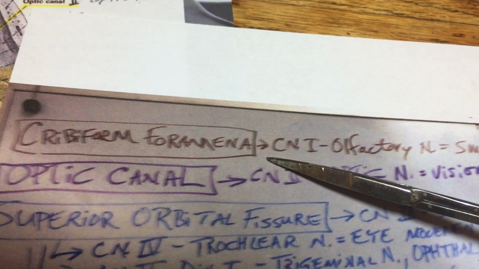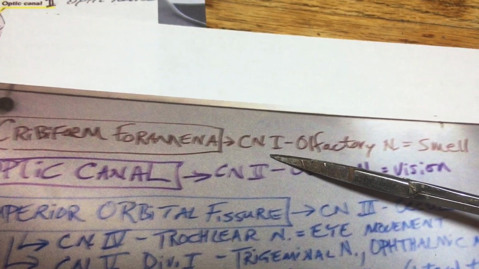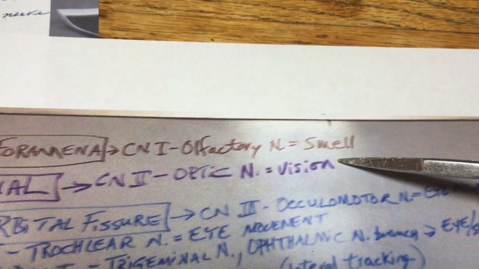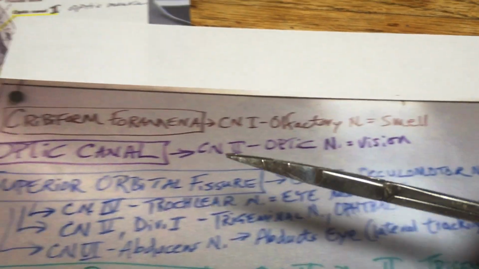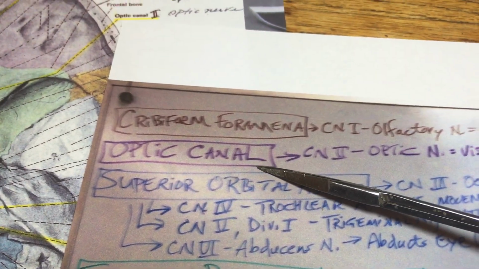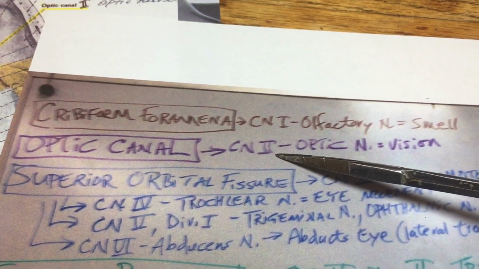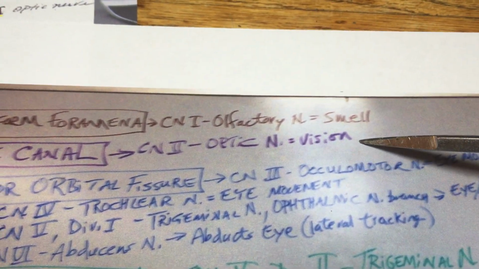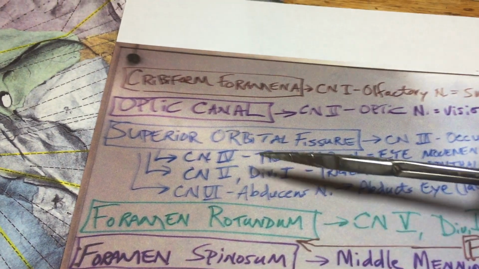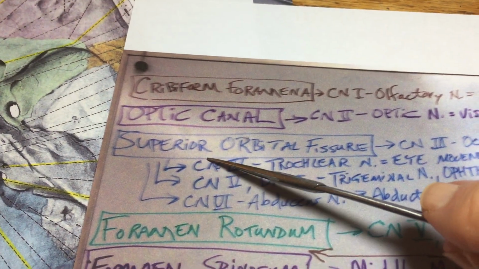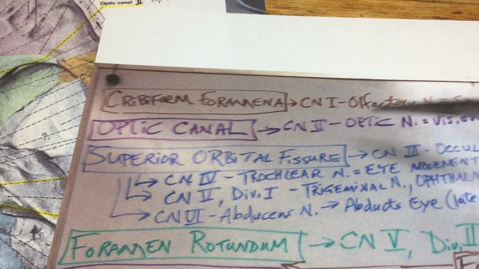The cribriform foramina, cranial nerve 1, olfactory nerve, and we're involved with smell. Okay, then the optic canal, cranial nerve number 2, the optic nerve, vision. Okay, now we have a complex situation where we have the superior orbital fissure.